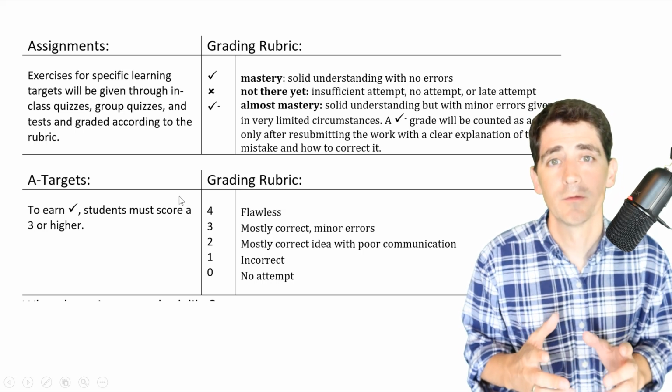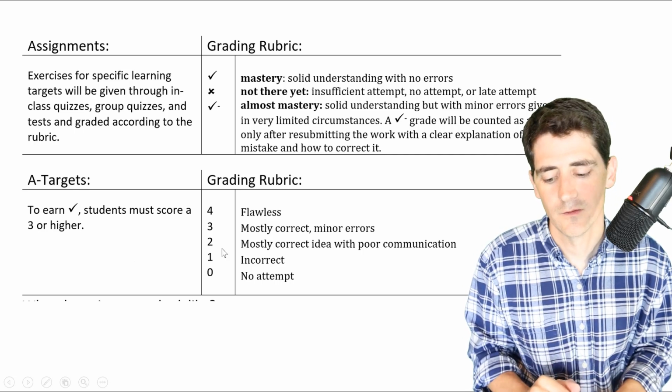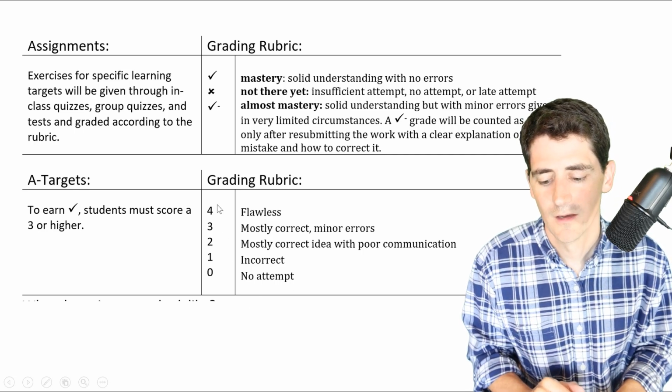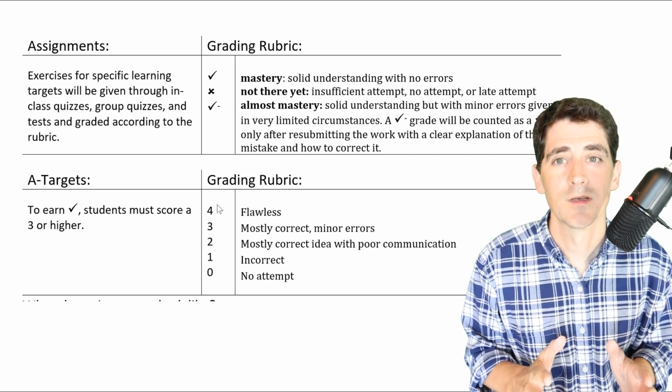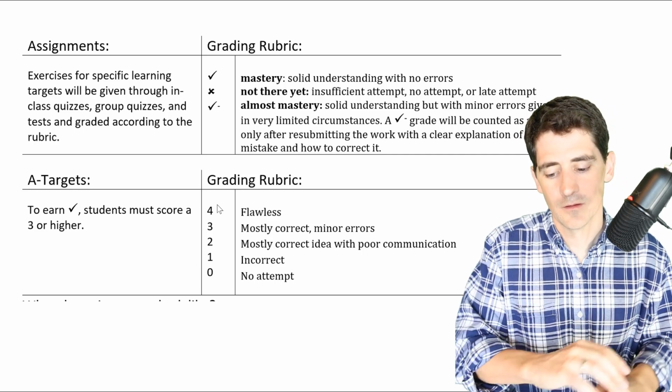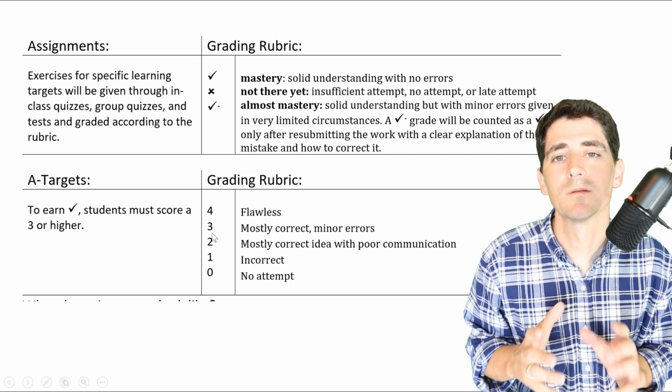But for proof writing, for the A targets, they have to score a 3 or higher on this pretty simple grading rubric. A 4 would be flawless. Not many students get flawless proofs right off the bat. Some do, though, and so they get a 4 for that. A 3 is mostly correct, but with some minor errors.